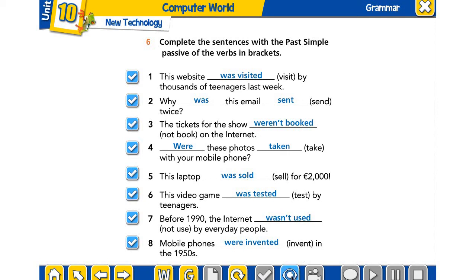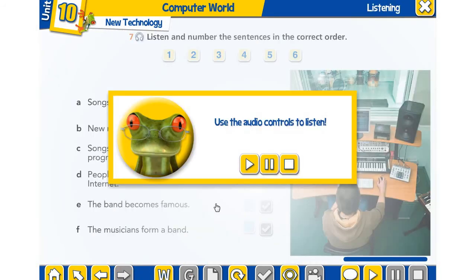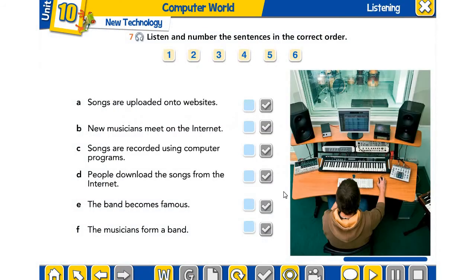Good. Very nice. Okay, let's go. Listen and number the sentences in the correct order. Okay, listen and put the numbers in the correct order.